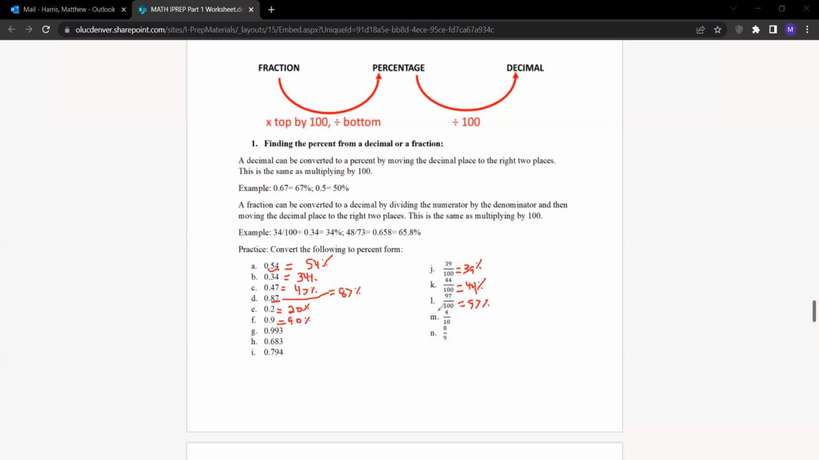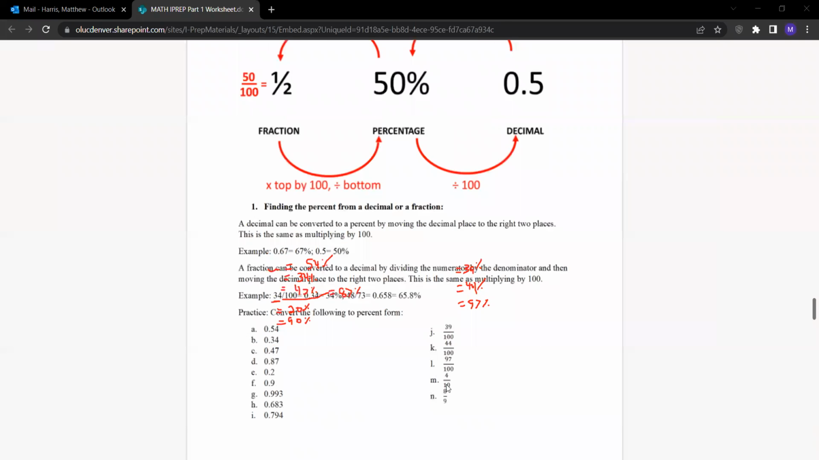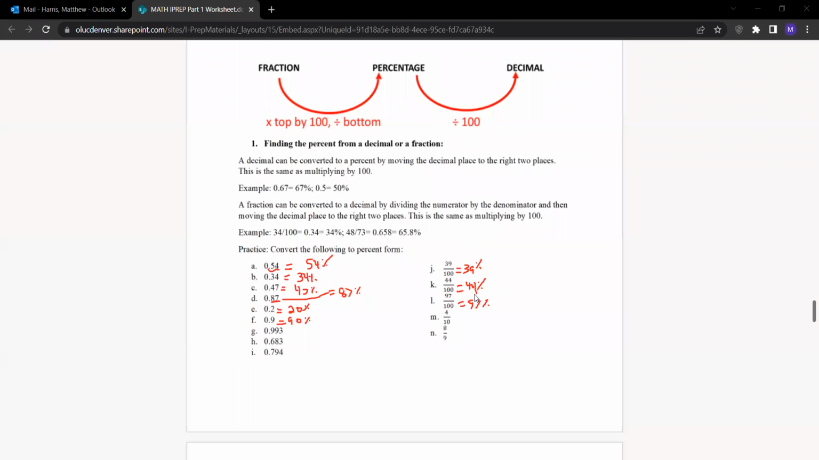All right, so now we can get something a little bit more challenging. We have 4 over 10. If we go back up a little bit, to go from fractions to percentages, we multiply the top by 100 and then divide by the bottom. So here, multiply the top by 100. 4 times 100 is 400. 400 divided by 10 is 40.